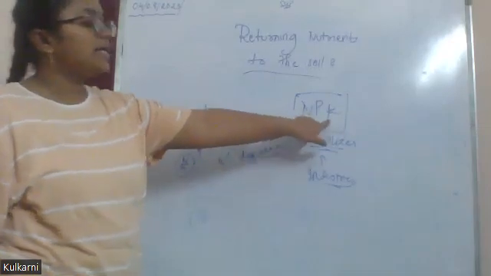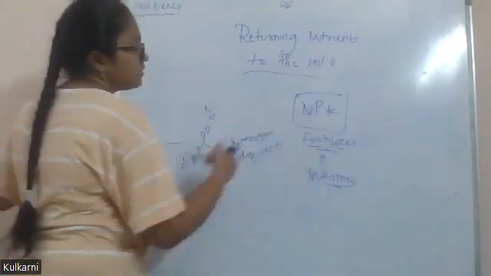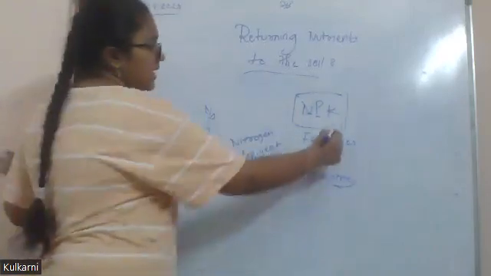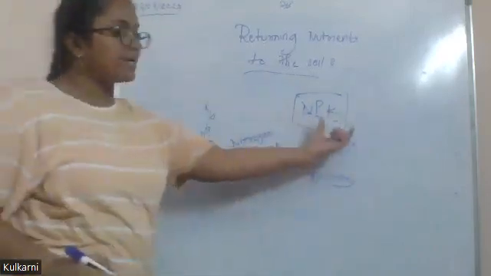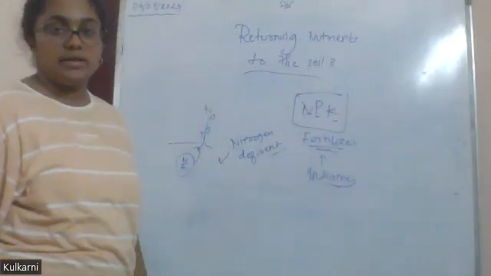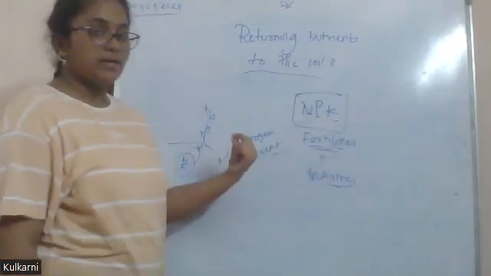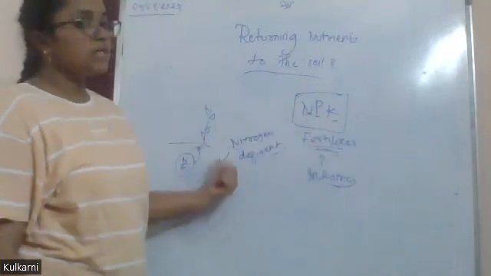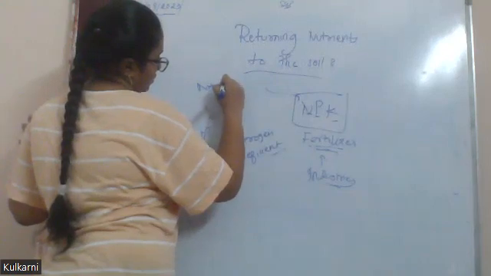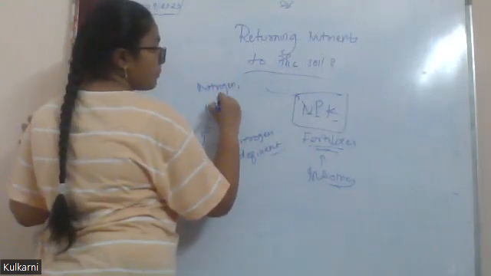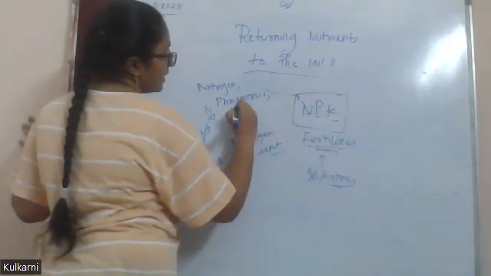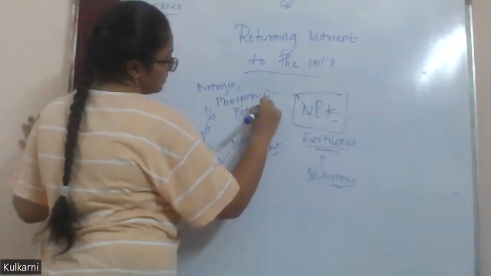And this NPK, what is the full form? N, nitrogen, P, phosphorus, K, potassium. These three are the nutrients needed by the plant, and they are lacking in the soil. So these three are added together in the form of fertilizer into the soil. I will just write it down: N, nitrogen, P, phosphorus, and K, potassium.